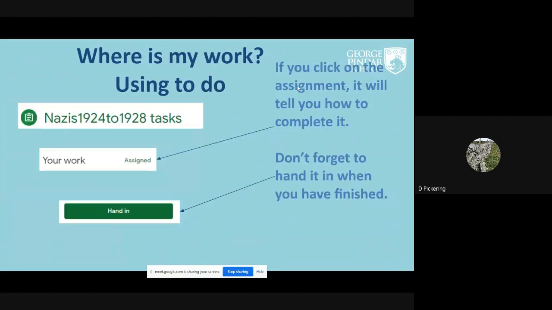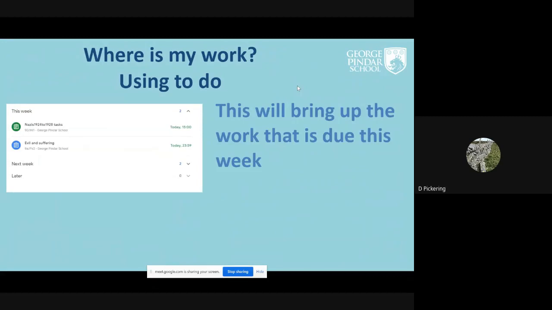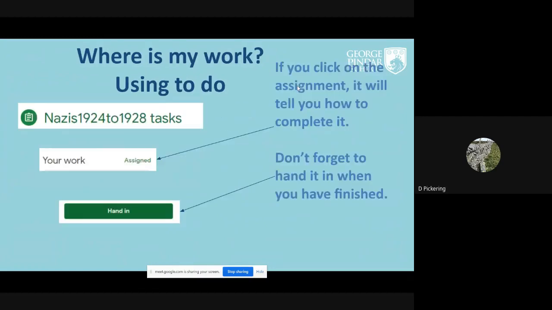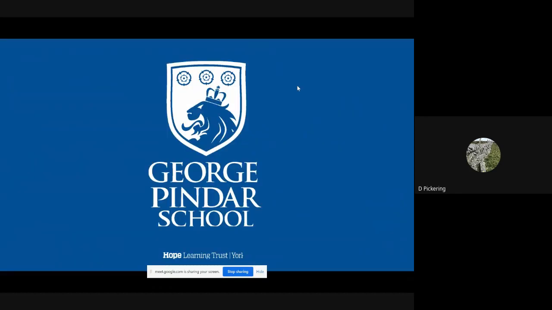So you just click on the assignment that you want to work on, and I would suggest you work on the one that's due first. And then, as usual, you click on the assignment, it'll tell you how to complete it. And don't forget to hand it in via Google Classroom. Please don't email it or share it with members of staff that way. You need to return it via Google Classroom so that the teachers can have a look at it within that classroom.